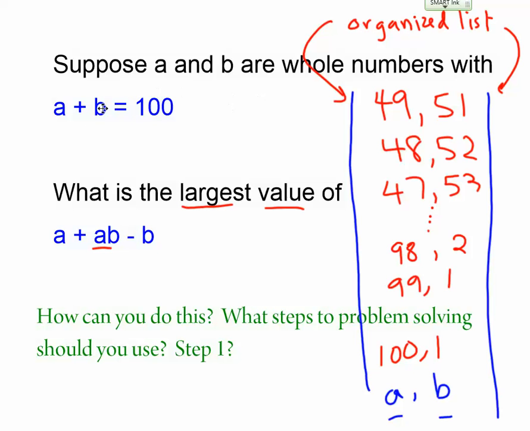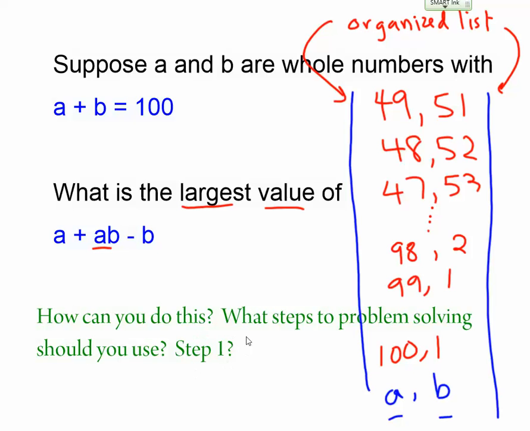Suppose a and b are whole numbers and a plus b is 100. What's the largest possible value of a plus ab minus b? So we talked about, gee, that's kind of a hard problem when you just look at the whole thing and you really can't answer it with a snap of a finger. So you've got to go back to those steps of problem solving.